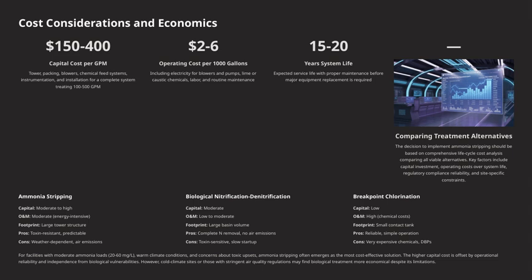Ammonia stripping, for instance, has moderate to high capital costs but moderate operating costs, mainly because it's energy-intensive. It requires a large tower structure but is toxin-resistant and provides predictable results. However, it's weather-dependent and can produce air emissions.